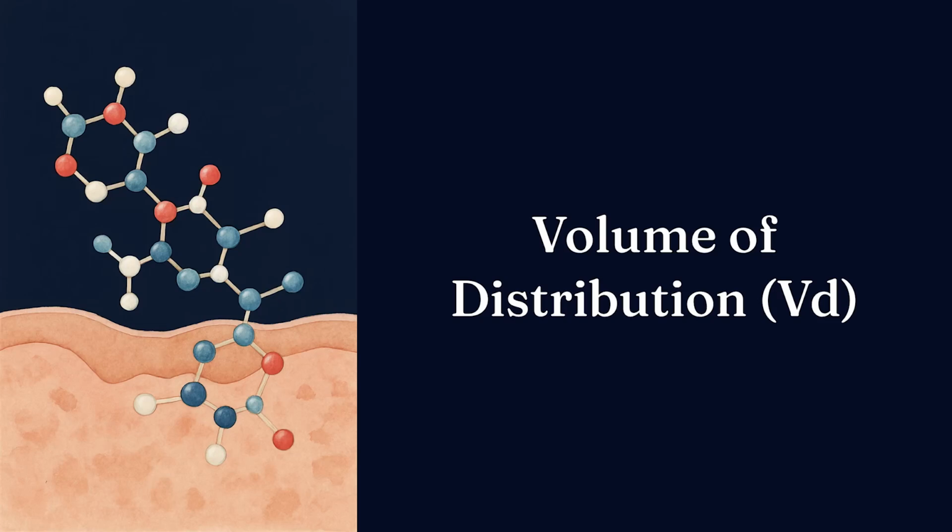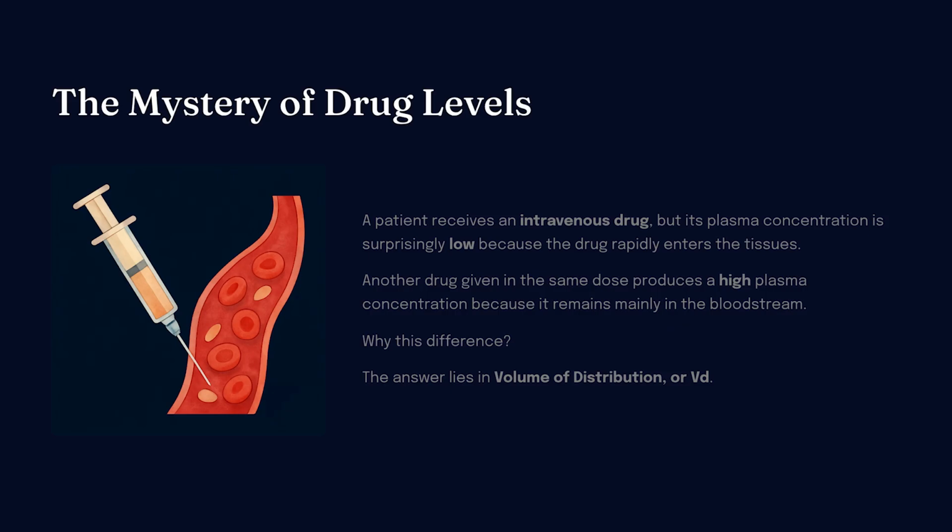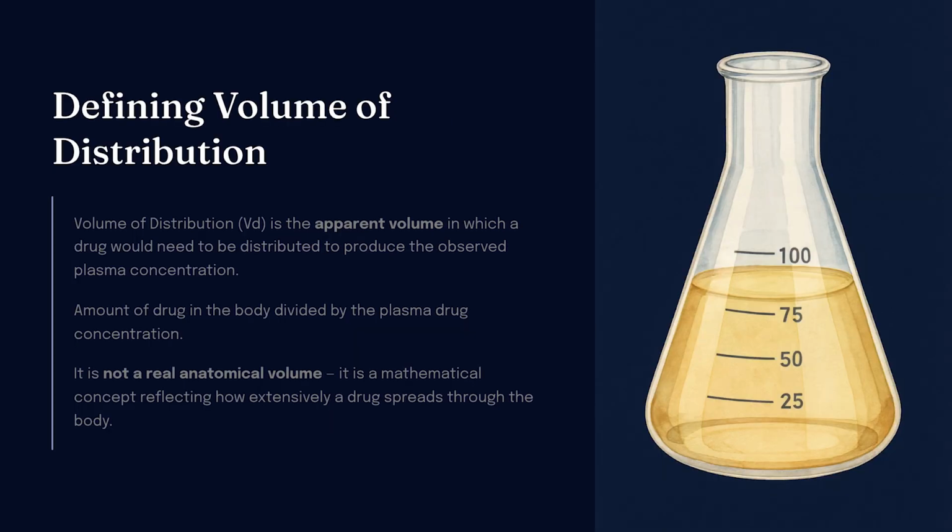Volume of distribution, VD. The mystery of drug levels. A patient receives an intravenous drug, but its plasma concentration is surprisingly low because the drug rapidly enters the tissues. Another drug given in the same dose produces a high plasma concentration because it remains mainly in the bloodstream. Why this difference? The answer lies in volume of distribution, or VD.